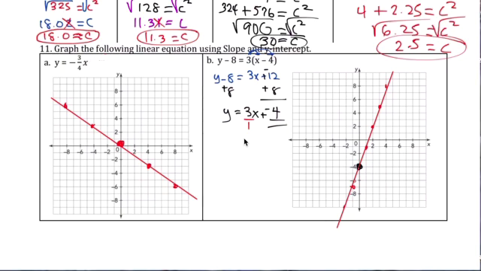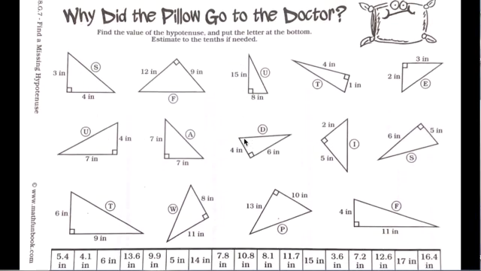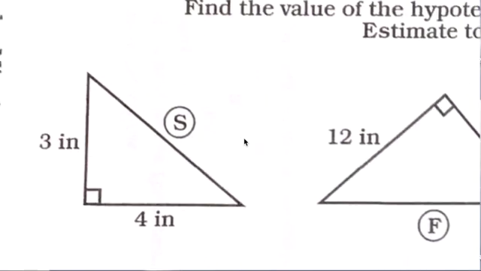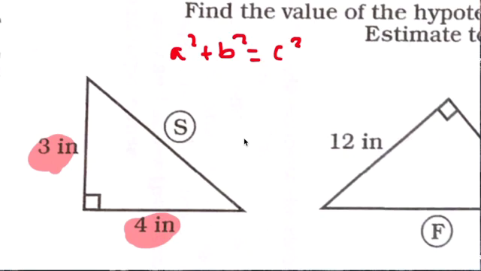You start out at 0. Okay, right there. And then the other one, you need to solve for y and graph it. Okay, and then the other one is this worksheet. The last page is all Pythagorean theorem. You do a squared plus b squared equals c squared. A and b are these two numbers.